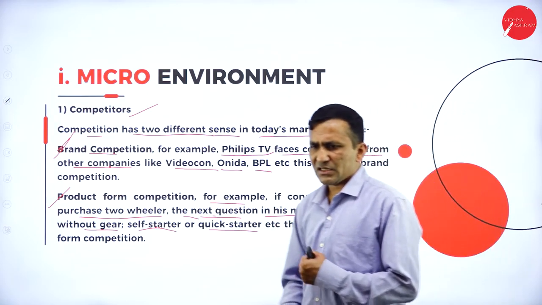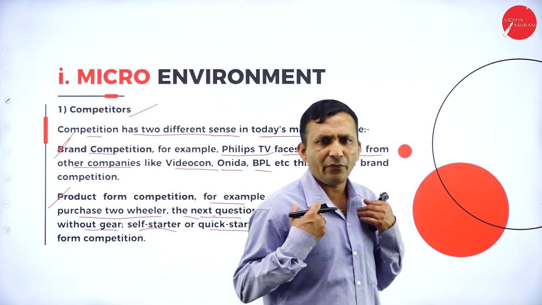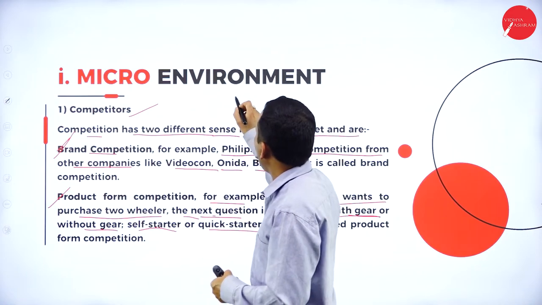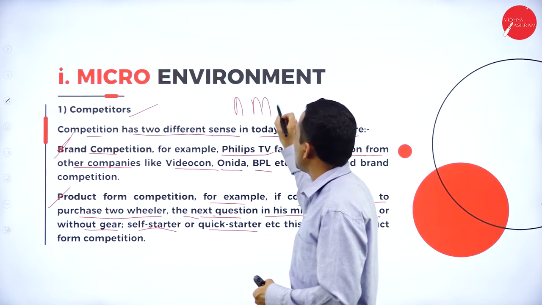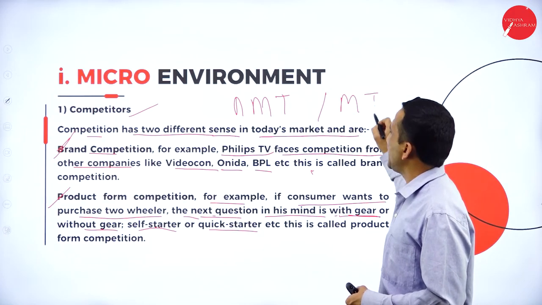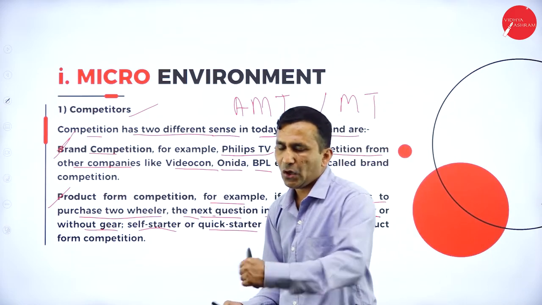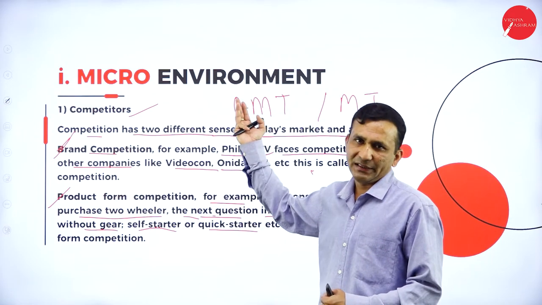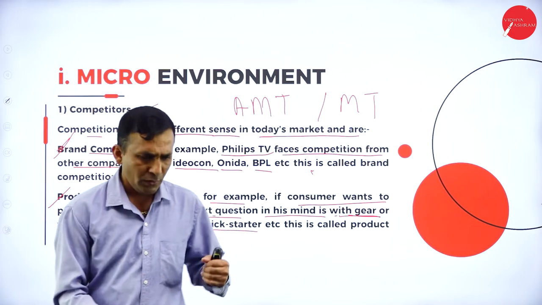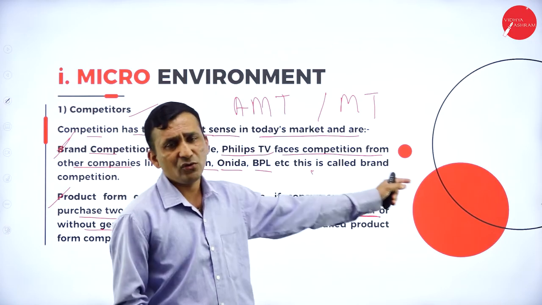Even four-wheelers you can take. If I am a customer and want to purchase a car, I will decide whether to go for AMT, automatic transmission, or manual transmission. With automatic transmission, I don't want to shift gear, which is completely automated. But with manual transmission, I shift the gear manually.